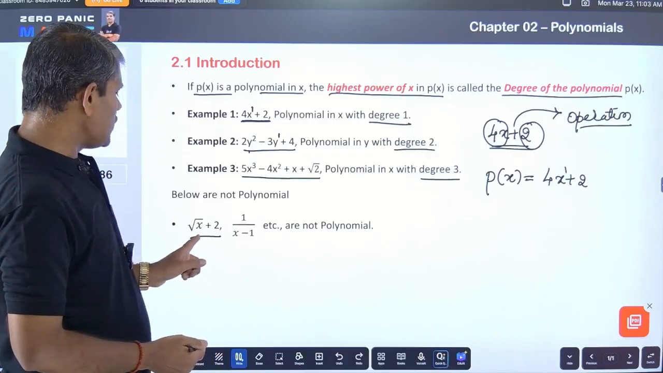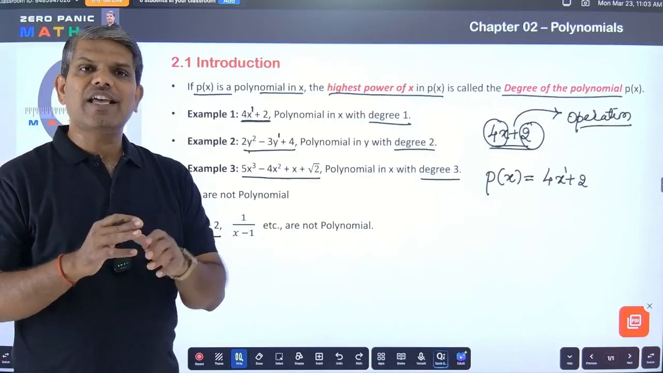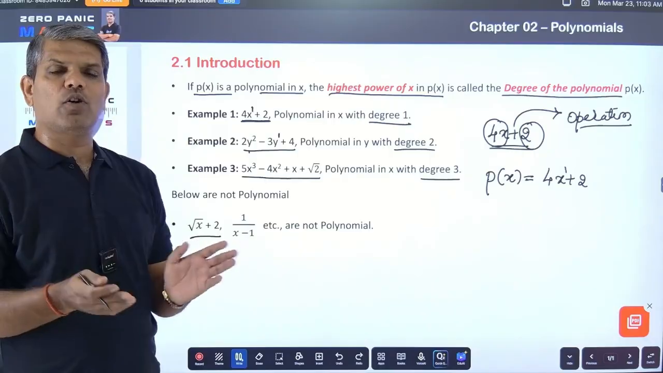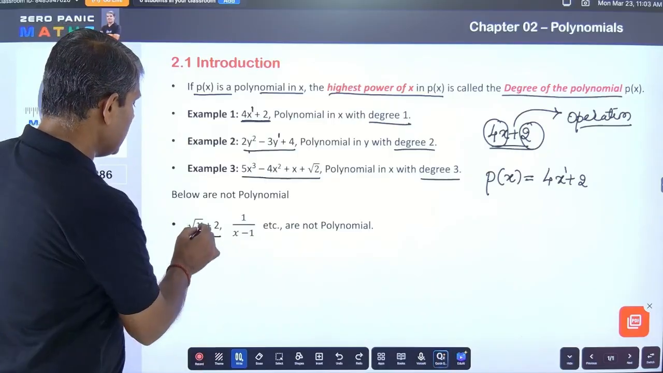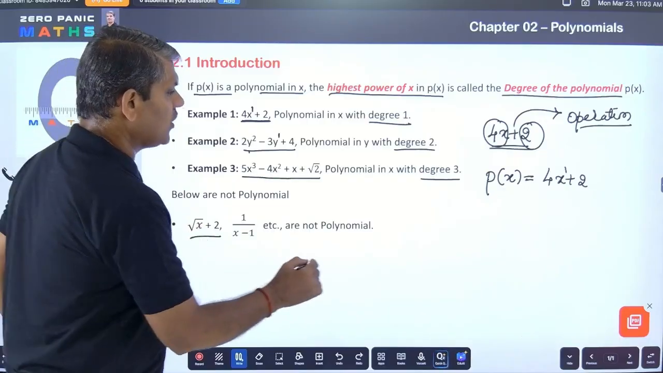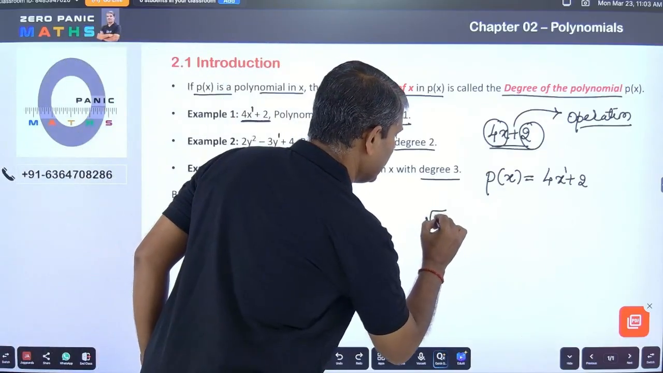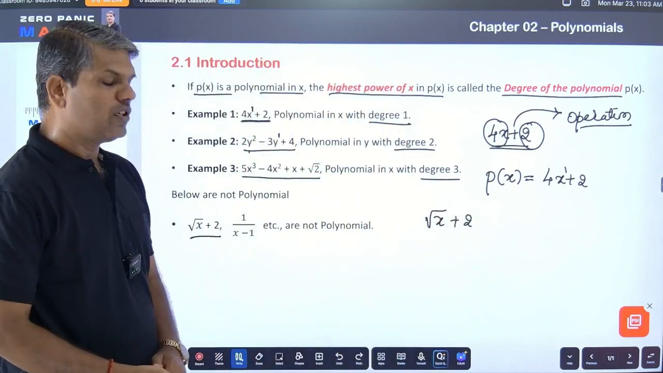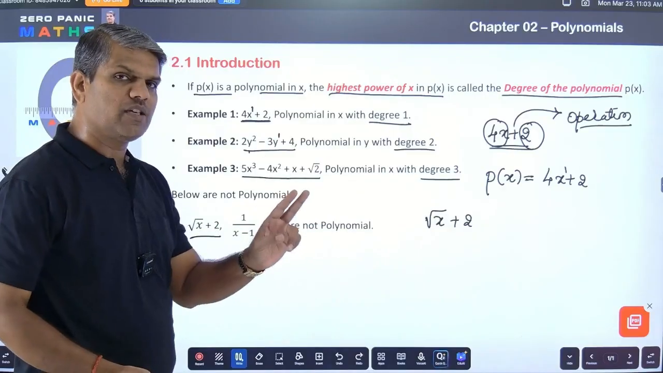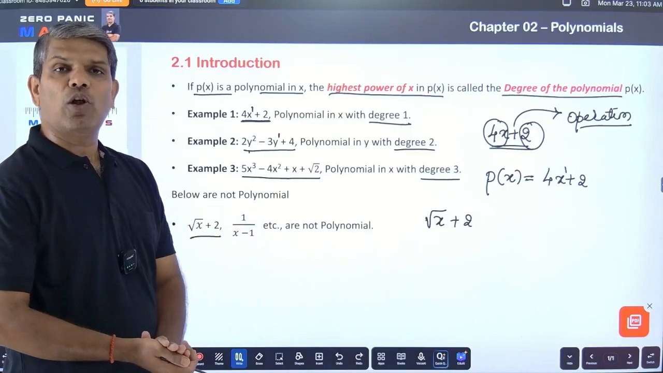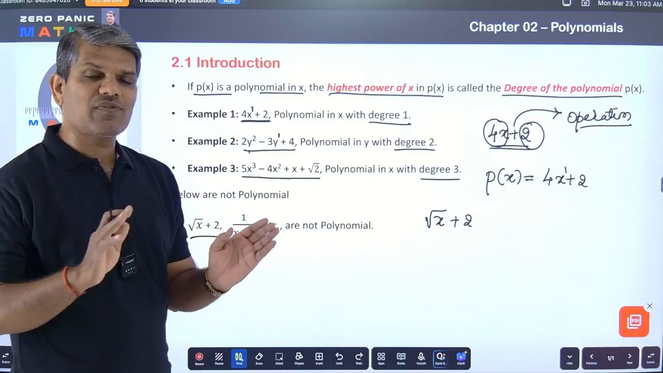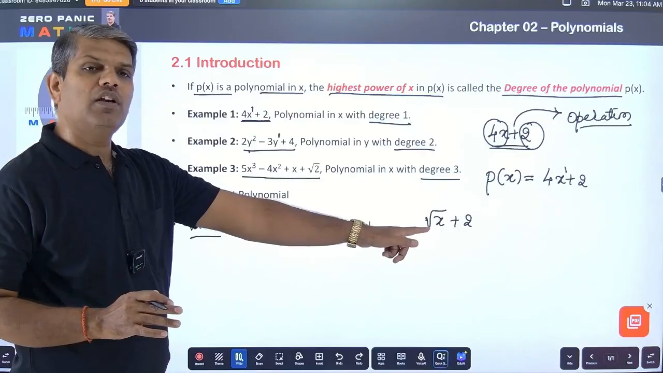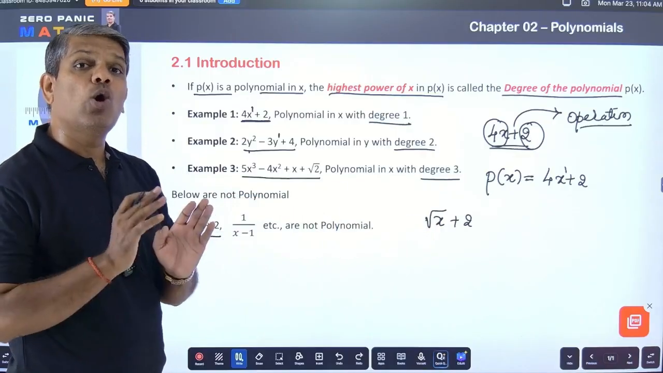So it cannot have fractions as its powers. Okay, because of course fractions are not part of the whole numbers. So here in this example, if you see, what is this? Square root of x plus 2. It is an equation with two terms, but it is not called a polynomial, because it does not satisfy the characteristic that the power of a variable should be a whole number.